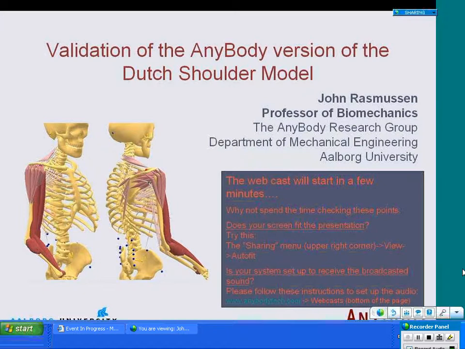I'd like to welcome you to this webcast on validation of the AnyBody version of the Dutch shoulder model. You could also say that the title of this presentation could be how close can we get to measured data. I hope you all have the sound, or most of you at least, so we will proceed with the presentation immediately. I think this presentation may be a little shorter than some of the previous webcasts we've had, and we'll see how long it takes.